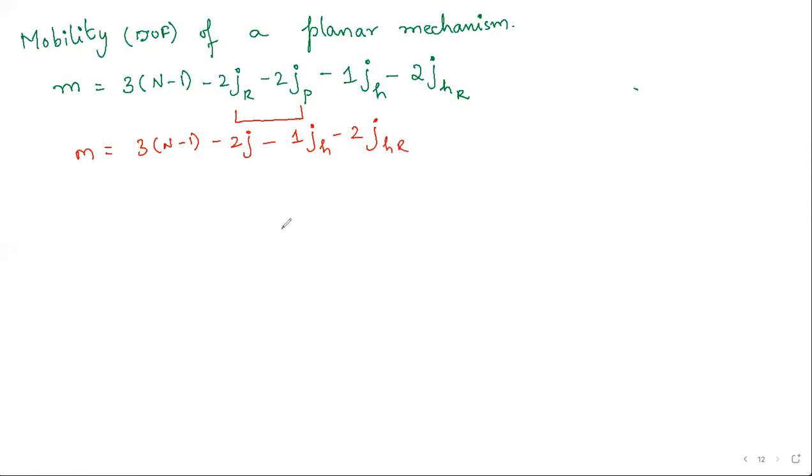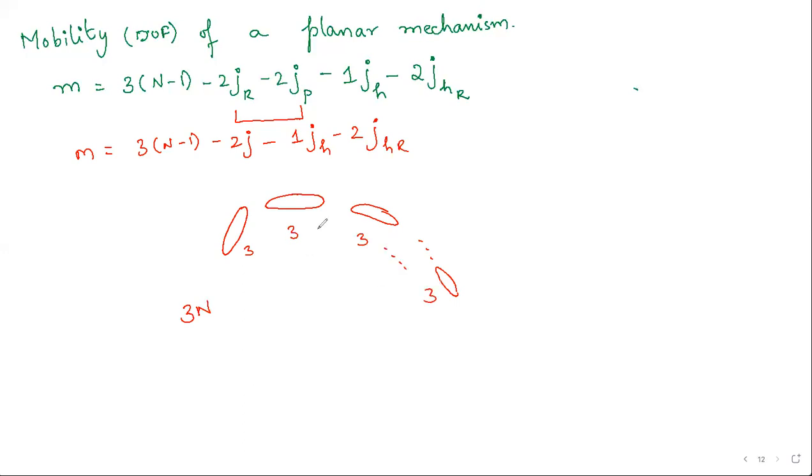How did I get this equation? That's the question. Now we will derive it. Okay, suppose I have a link. Number of links, n number of links, 1, 2, 3, and so on till n number of links. So for each link in a plane, I have 3 degrees of freedom possible, right? Mobility means it is degrees of freedom. So I will write 3n. It means number of links are n. So for each link, if I have 3 degrees of freedom, this has 3, this has 3, this has 3, and so many has 3.